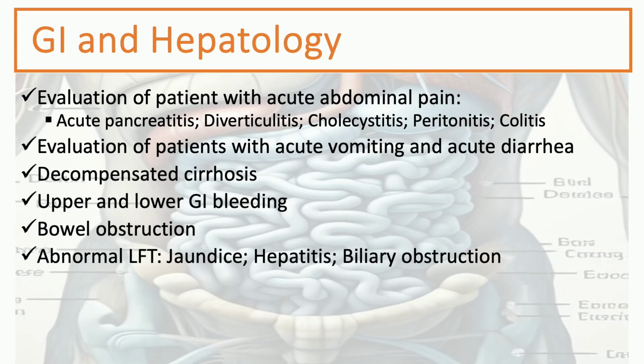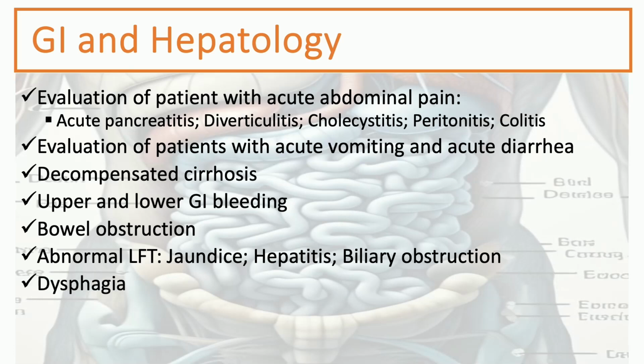Abnormal liver function tests, also very common. A lot of patients will have abnormal liver enzymes or abnormal liver function tests in general. They might have jaundice, clinical jaundice, or biochemical jaundice, hepatitis, biliary obstruction. How to differentiate between a hepatocellular injury and an obstructive pattern of abnormal liver function tests.